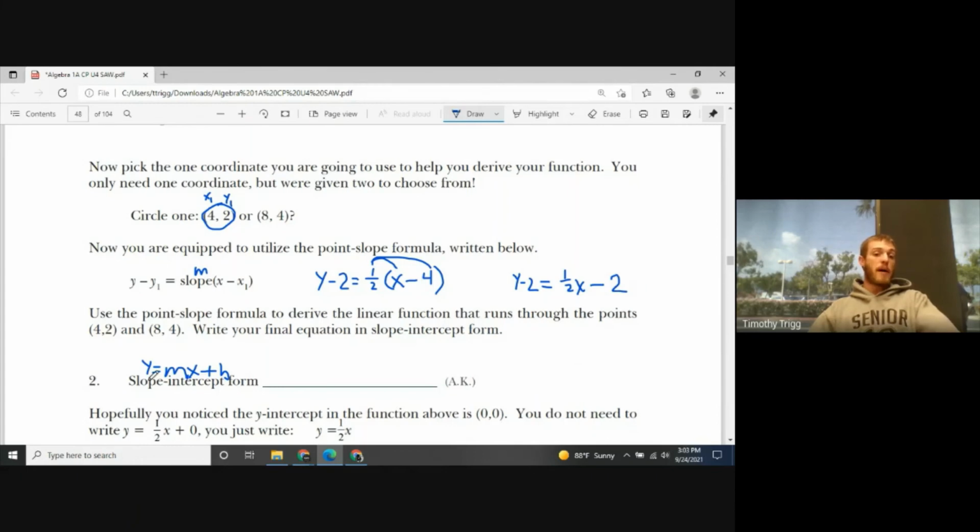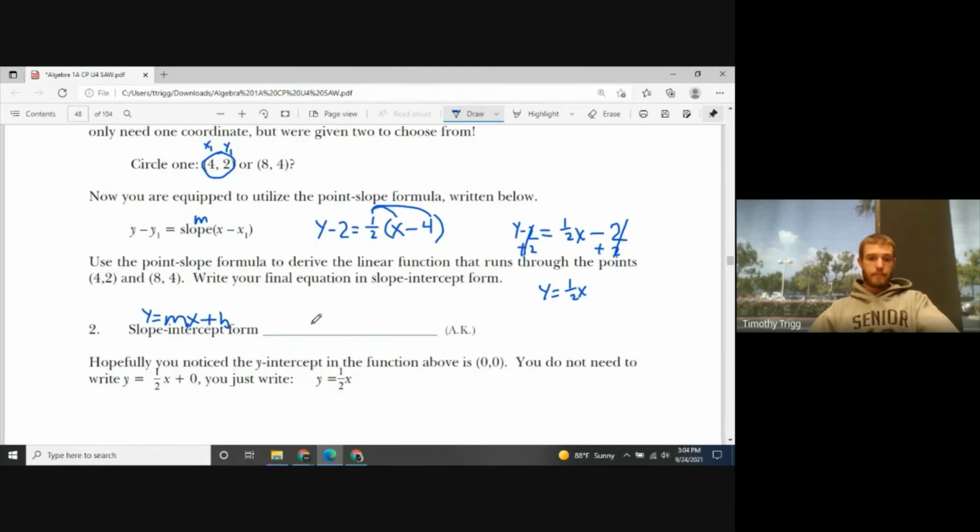Then we need to get y by itself to get in slope intercept form. So we'd add 2 to both sides to cancel this. Well, this also cancels this in this case. So y equals half x. In this case, the slope is the same as what we had here, 1/2. And the y-intercept is 0.